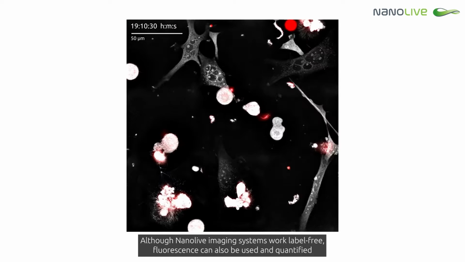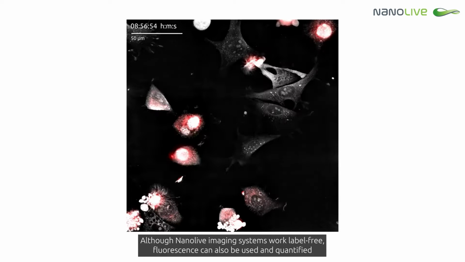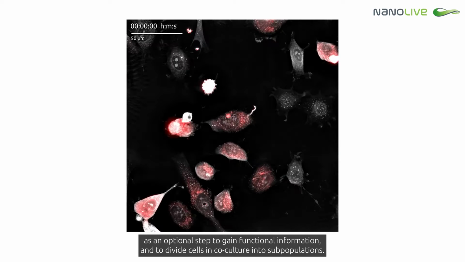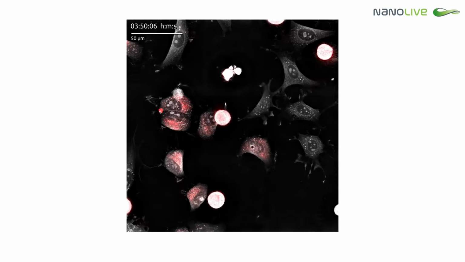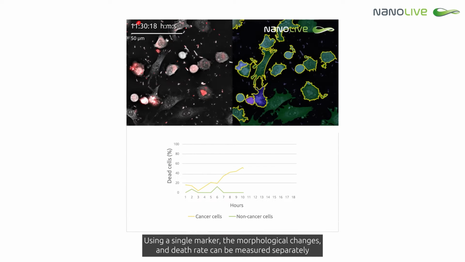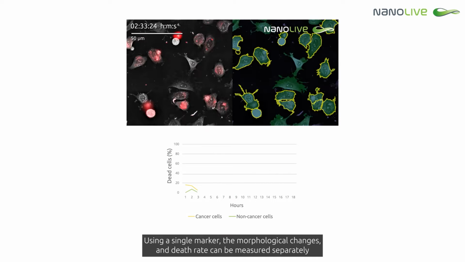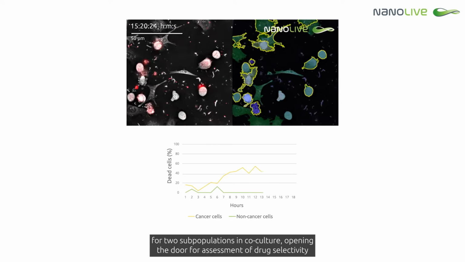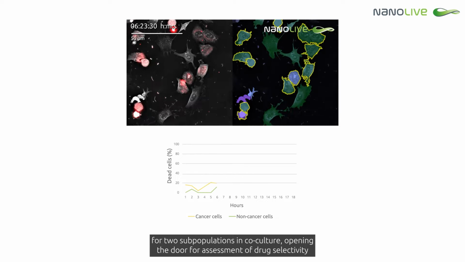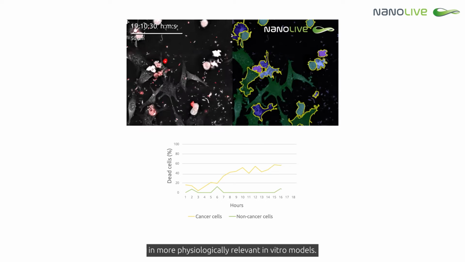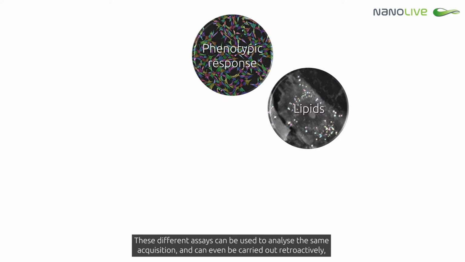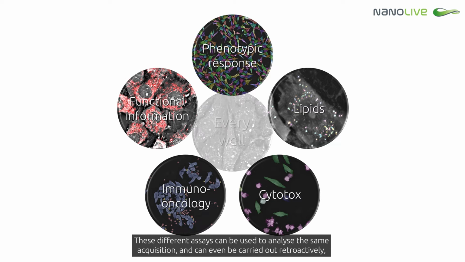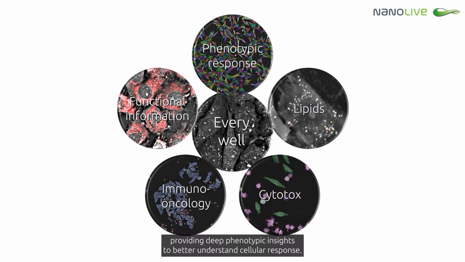Although Nanolive imaging systems work label-free, fluorescence can also be used and quantified as an optional step to gain functional information and to divide cells in co-culture into subpopulations. Using a single marker, the morphological changes and death rate can be measured separately for two subpopulations in co-culture, opening the door for assessment of drug selectivity in more physiologically relevant in vitro models. These different assays can be used to analyze the same acquisition and can even be carried out retroactively, providing deep phenotypic insights to better understand cellular response.